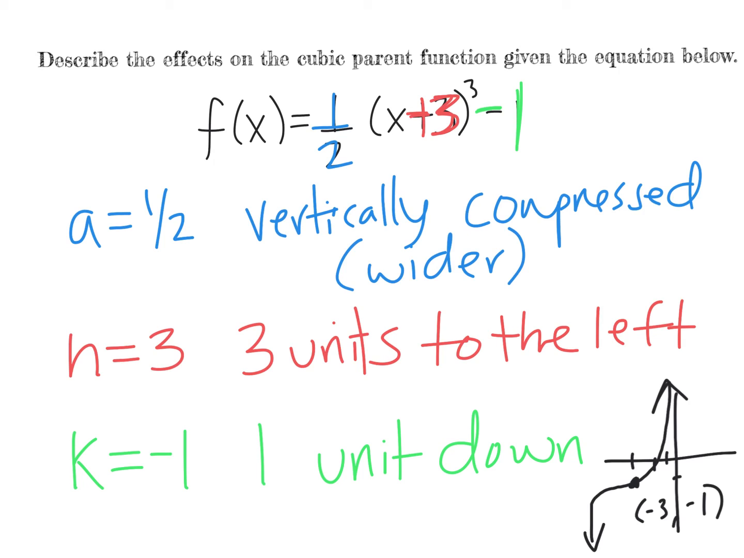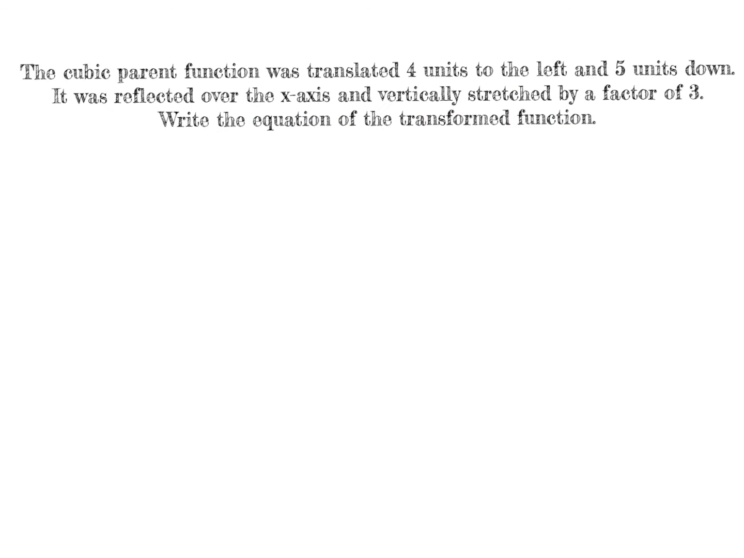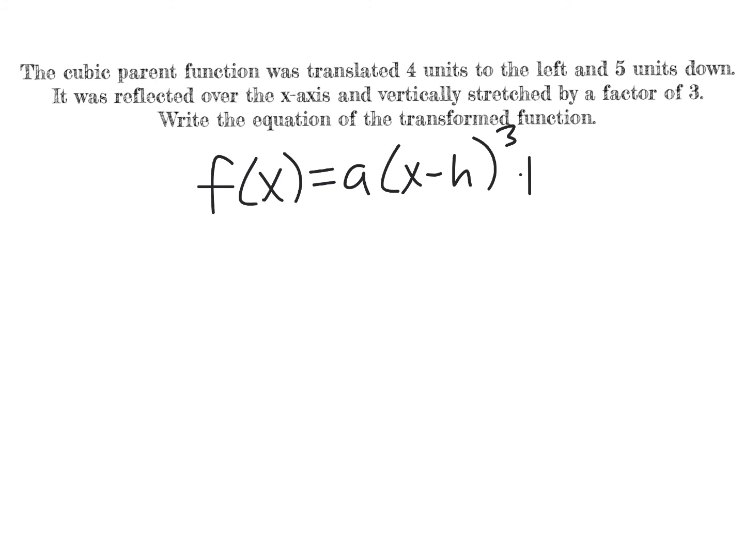Now let's talk about if you're given the words, how would you write it going backwards? So here we're given a description. We want to be able to translate it and talk about the function in general. But before we do that, let's write the general form that we're going to be dealing with. f of x equals a times (x minus h) cubed plus k. I want to identify the letters using the appropriate colors. So for a, I'm going to use the color blue.